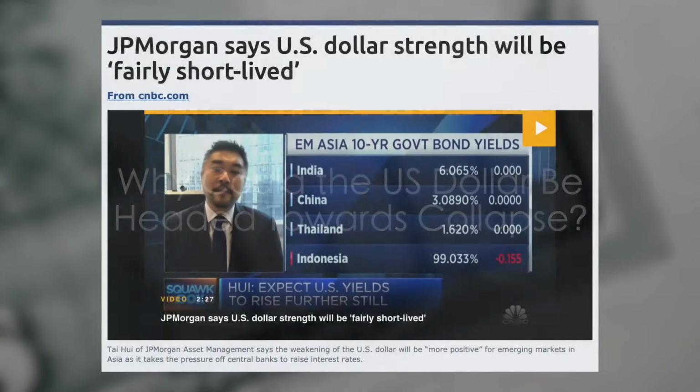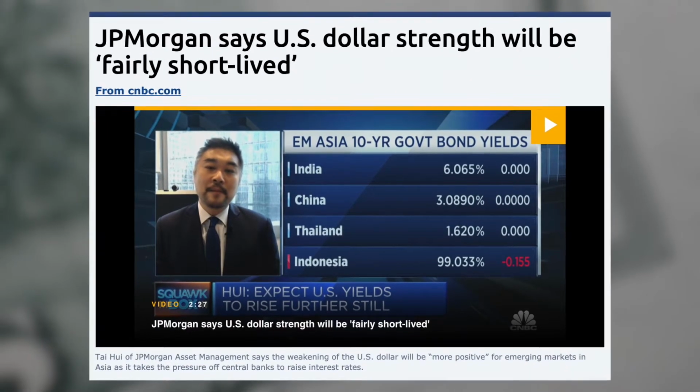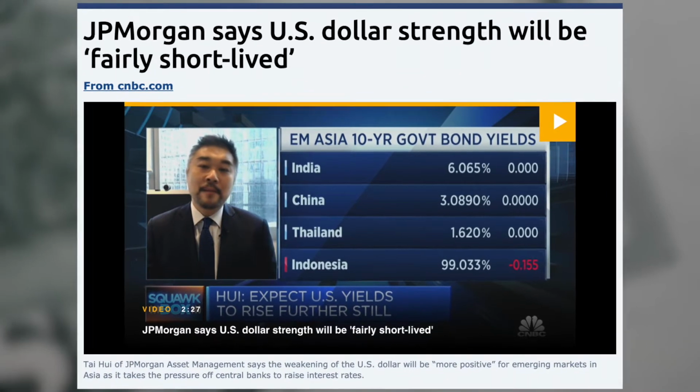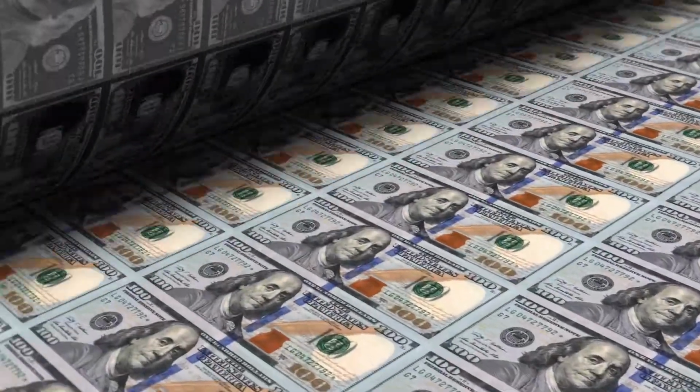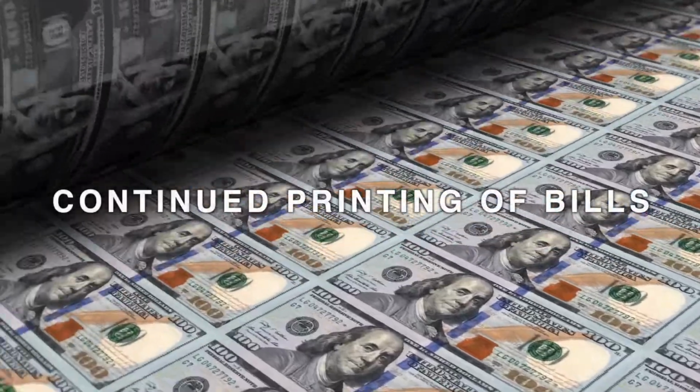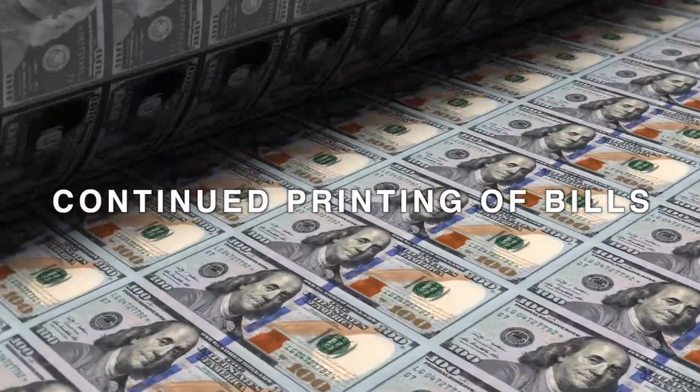Why could the US dollar be headed towards collapse? The downfall of every currency may be predicted by analyzing its weaknesses. The main cause of the dollar's weakness is that the government does not let it depreciate, it continues to print more dollars to prop up the value of the currency.